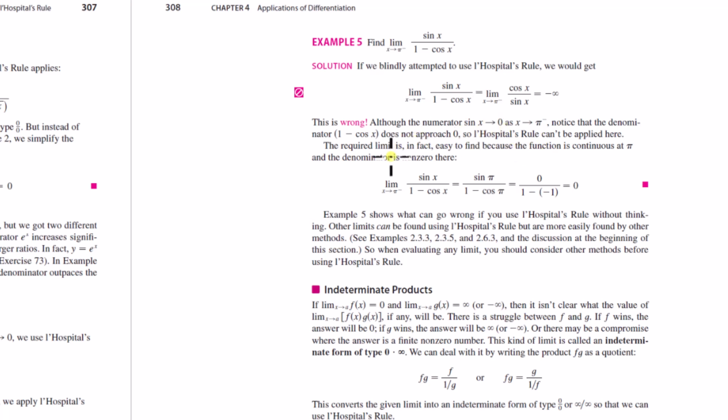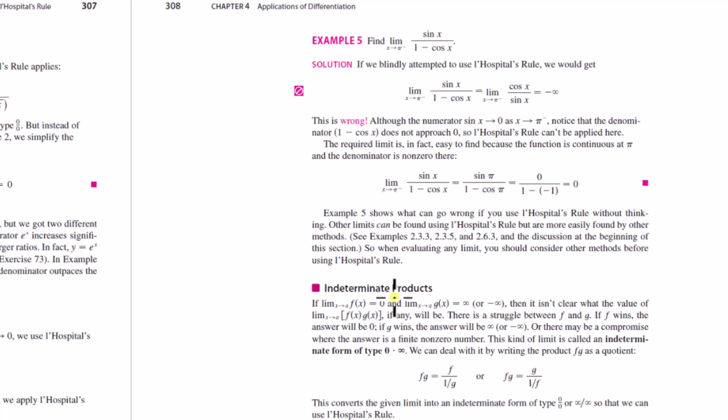So it's just pointing out you have to make sure the conditions are satisfied to use L'Hopital's rule. This was just a direct plug-in. If we just did a direct plug-in, you'd get 0 over 2, which is 0. Okay.